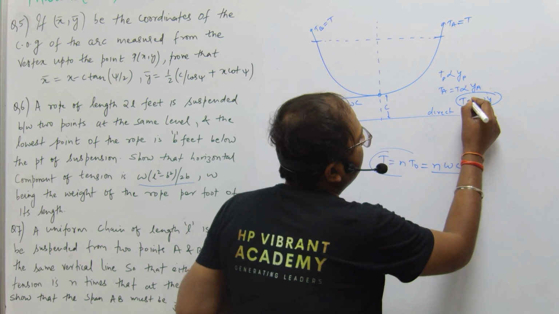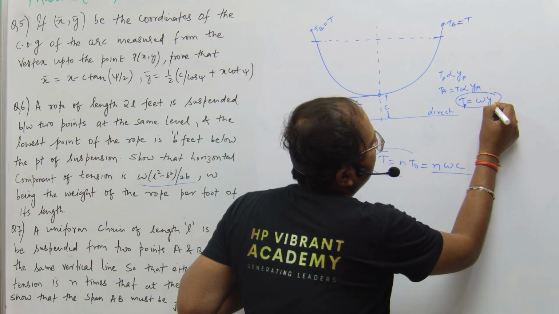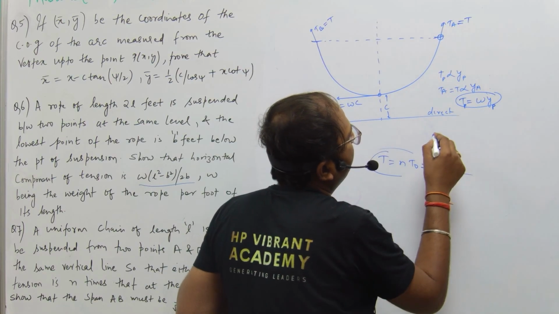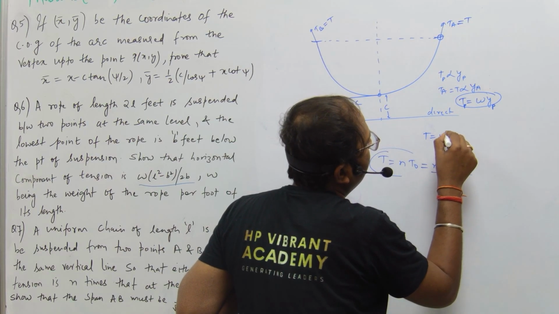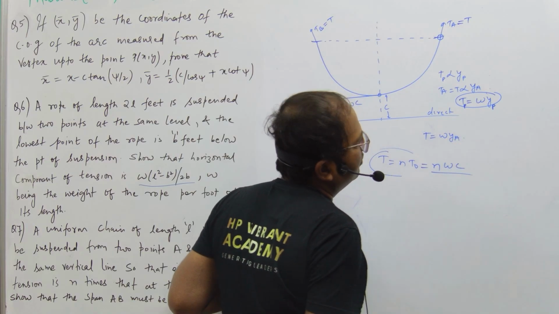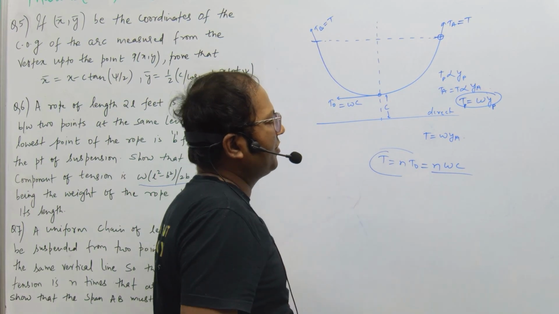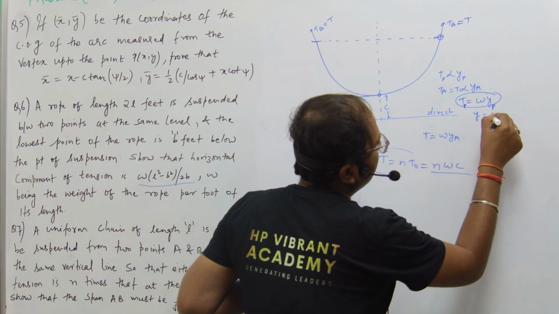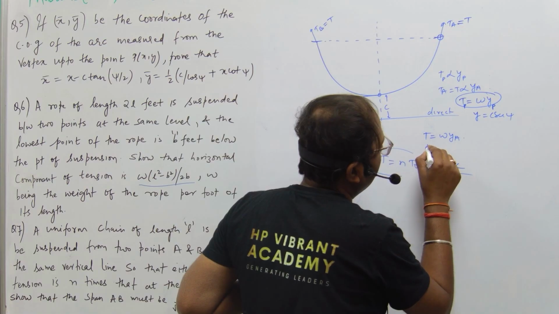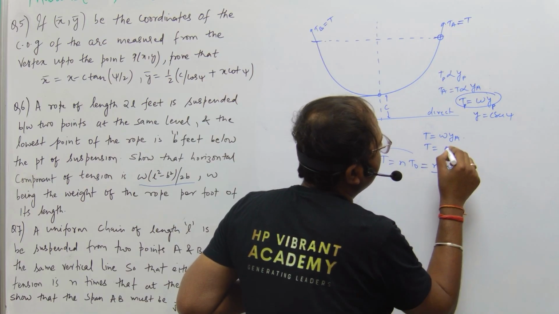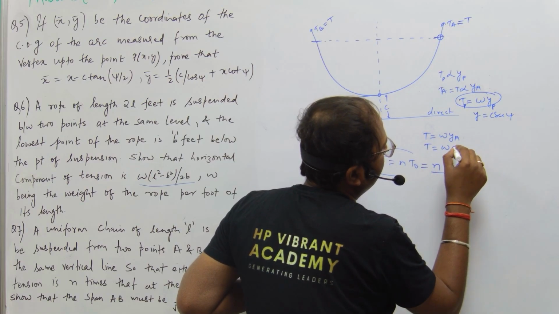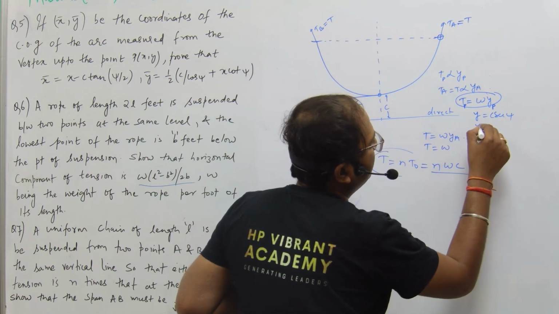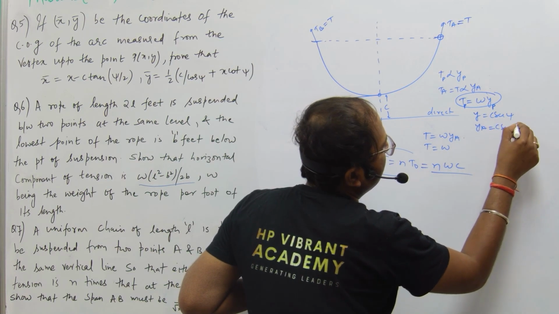Tension at any point P is W times the ordinate at that point P. So for terminal tension, T is equal to W times YA. And from the parametric equation, we have y is equal to c sec psi. So terminal tension is equal to W times the value of YA, which is c sec psi A.